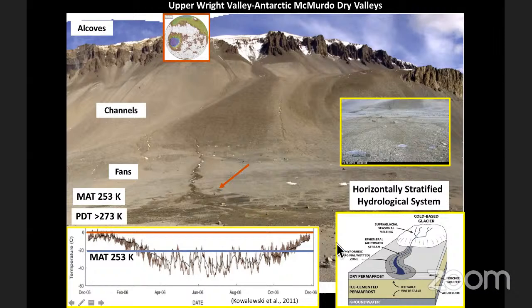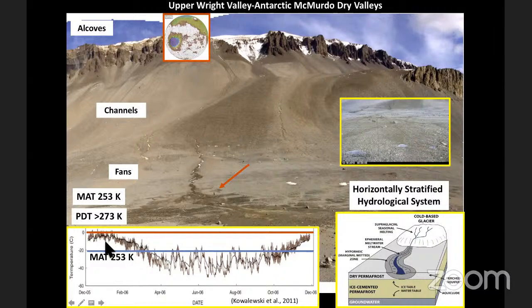So if we take a look at this, the structure is dry permafrost overlying ice-cemented permafrost at about 15 to 20 centimeters below the surface, and then groundwater, very similar to Mars. We have ice up here in the top. It's a horizontally stratified hydrological system. We get top-down melting up here in the top. The water flows off, flows along the surface, goes down to the top of the ice table, and indeed essentially freezes into the surrounding areas here. But it's sufficient at times to produce fluvial activity.